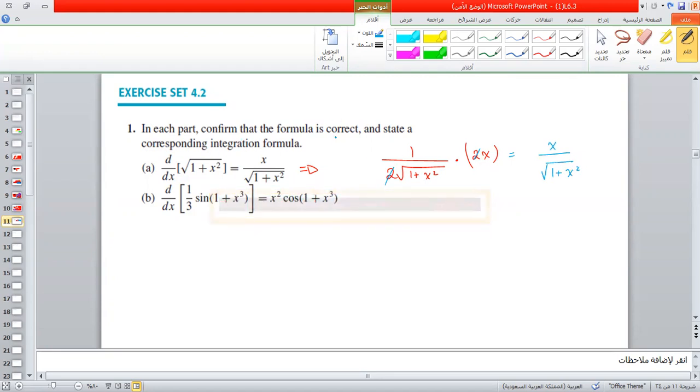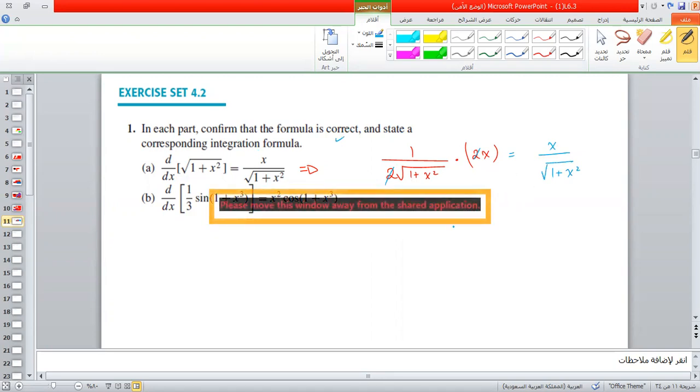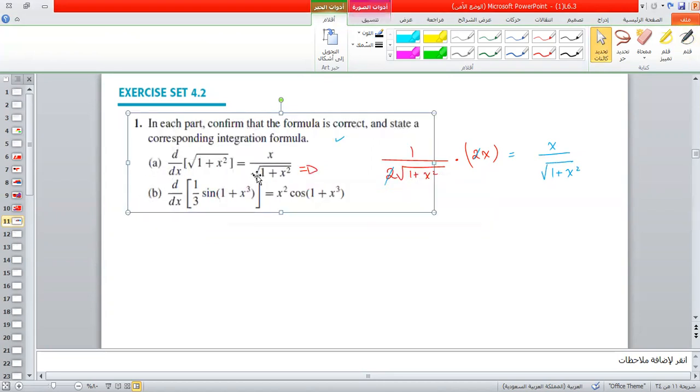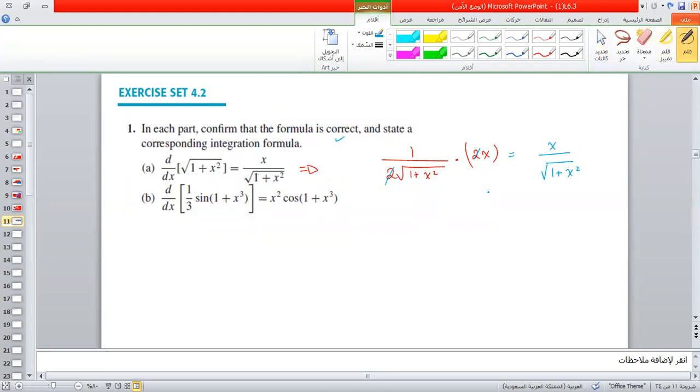It's asking in each part to confirm the formula is correct and state the corresponding integration formula. So we turn it into integration, back to the original, radical 1 plus x squared. We take the final answer, x over radical 1 plus x squared dx, and write the original function, which you just differentiated, plus c. This is letter A.